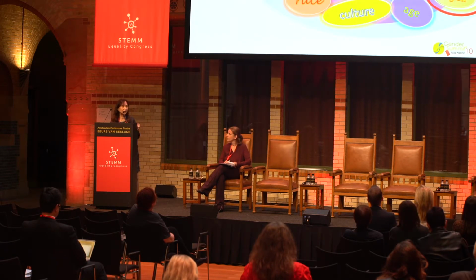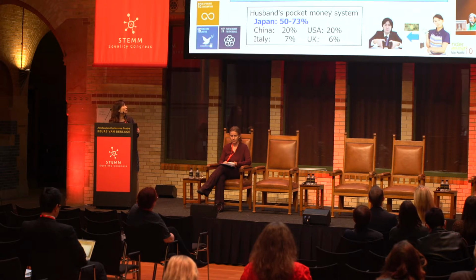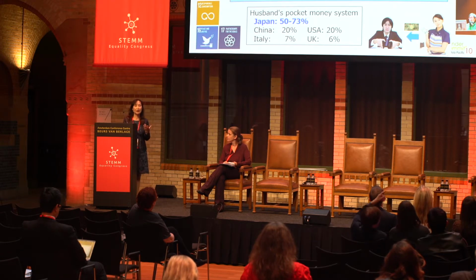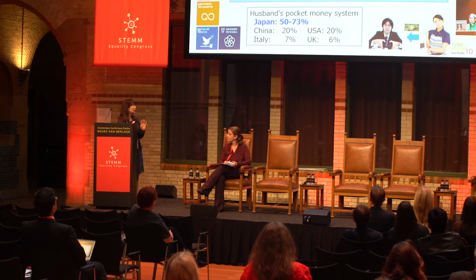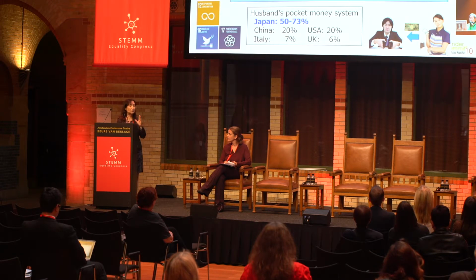So next, I would like to show you religion and gender equality. This is about Confucianism, which was the basis of our life in East Asia. Confucianism gives a patriarchal system, that is, the family leaders are fathers and husbands. And many people thought this Confucianism promoted gender inequality.